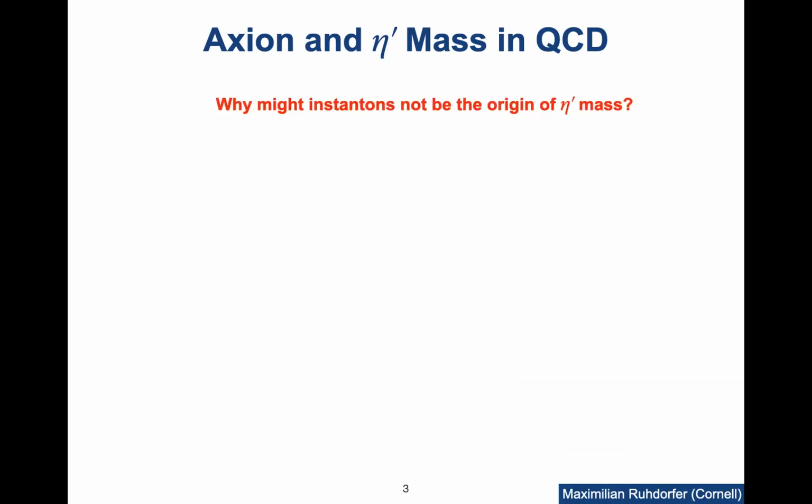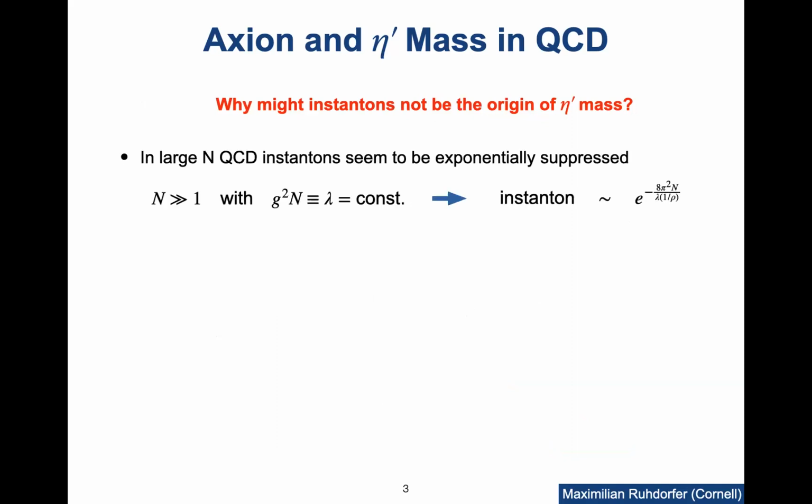And if you didn't know about that already, what might make you doubt that instantons give a contribution to the eta prime potential? One way to approach the problem is from a deformation of QCD. You look at large N QCD with a fixed 't Hooft coupling. Instantons seem to be exponentially suppressed. The instanton sector depends on N, the number of colors, and if you take the number of colors large, instantons seem to be exponentially suppressed, and you would not expect to get a contribution to the eta prime potential.